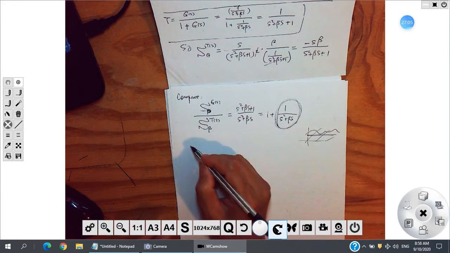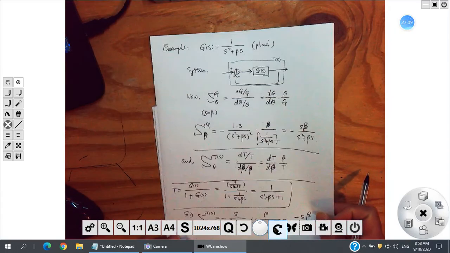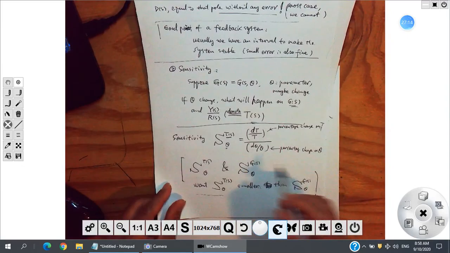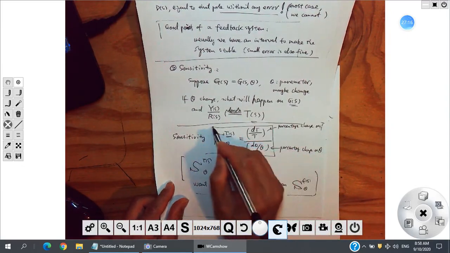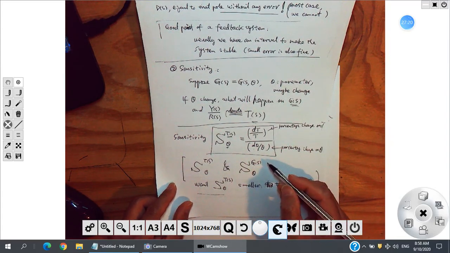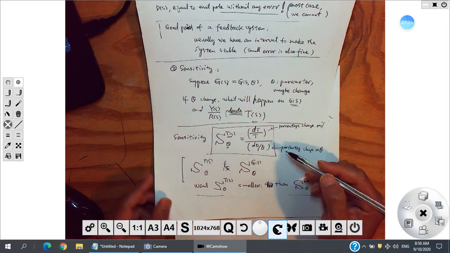Okay, so this is the sensitivity. So here you should remember what the sensitivity is. The definition is just this one. So when a system is given, you know how to calculate it. You know the system and the parameter, then you can calculate. Alright.